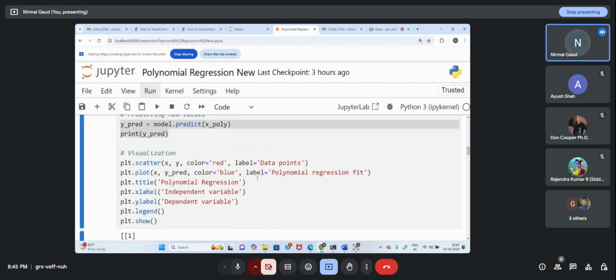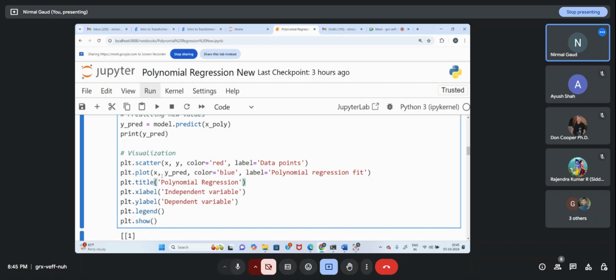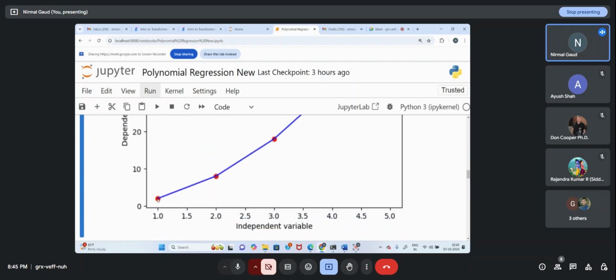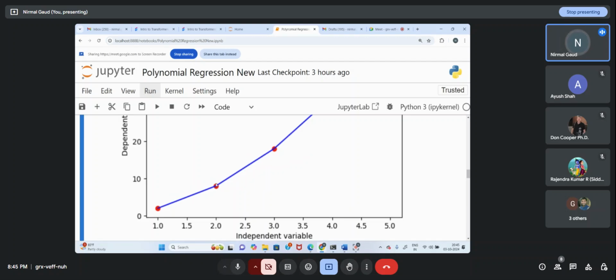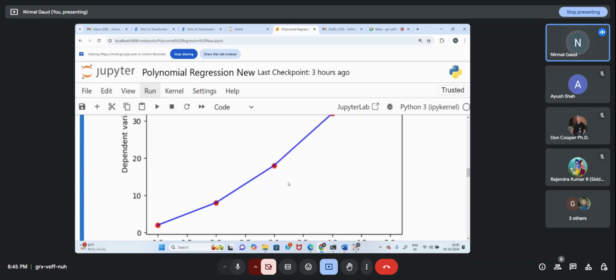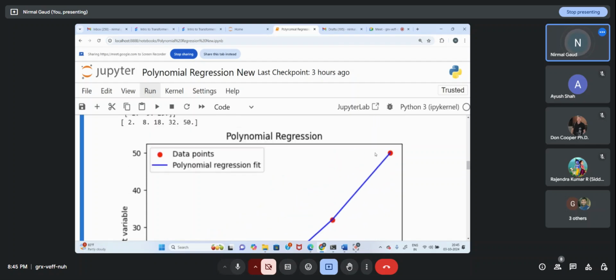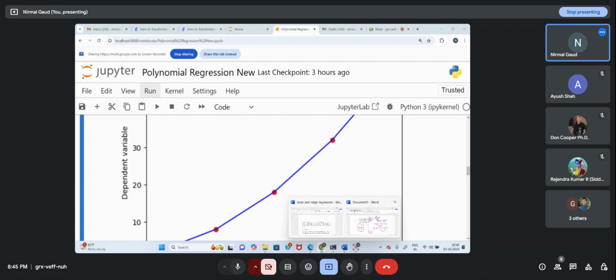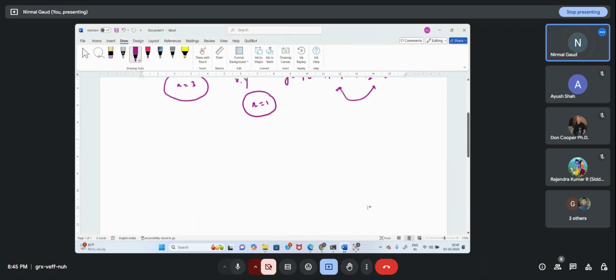Okay. So my x comma y prediction, that is the polynomial regression fit. That's a line. See, between this point to this point there is a line. This point to this point is a line. Point to point is a line. It's not a curve. Understand? It's not a curve. It's a line. Between every point to every point, we are not making a curve, just connecting them like this.